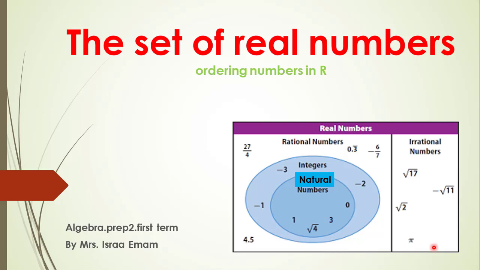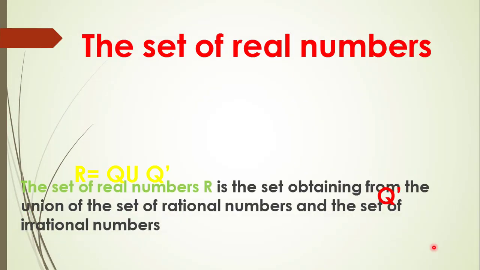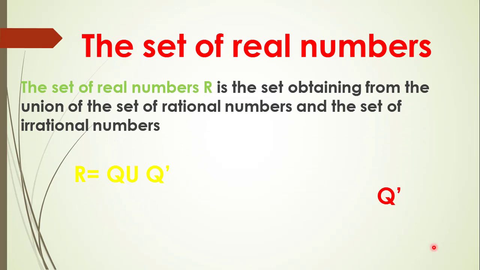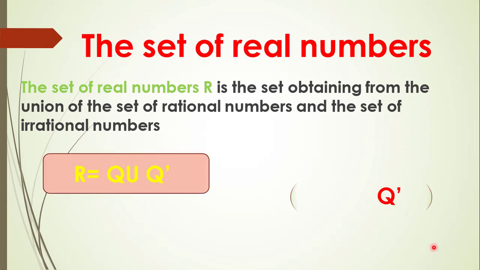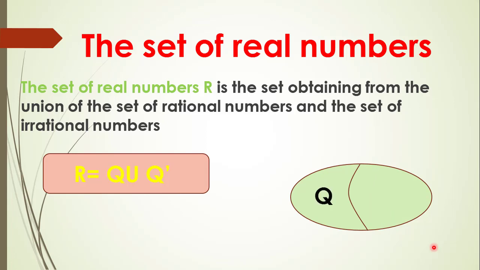Our lesson today is about a new set of numbers, which is the set of real numbers. We studied before the rational and irrational set numbers. The set of real numbers consists of rational and irrational. So, Q union Q dash is the real number.